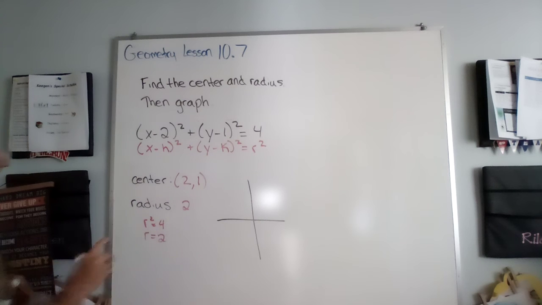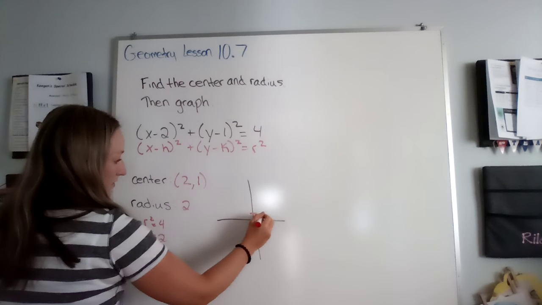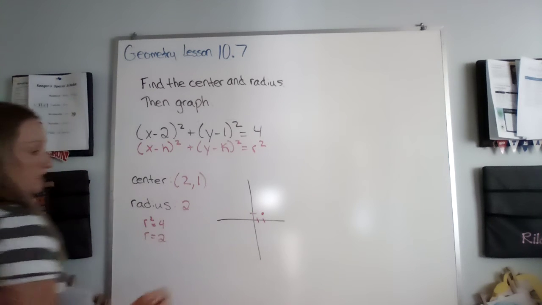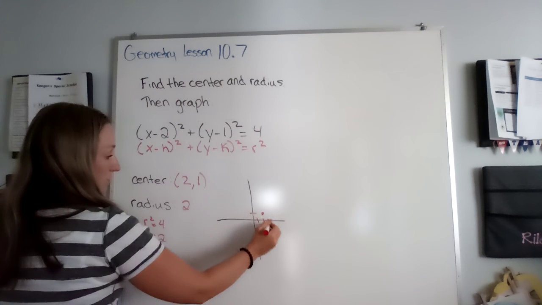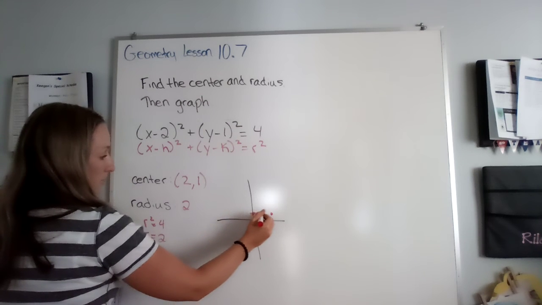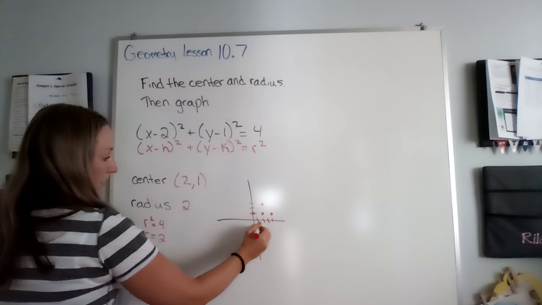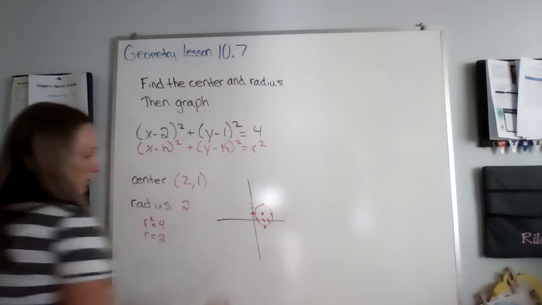So then you're going to plot the center at (2, 1). And since you know your radius is 2, you're going to go 2 units to the right of the center and plot a point. 2 units to the left, plot a point. 2 units above and plot a point. 2 units below and plot a point. And then you draw your circle.